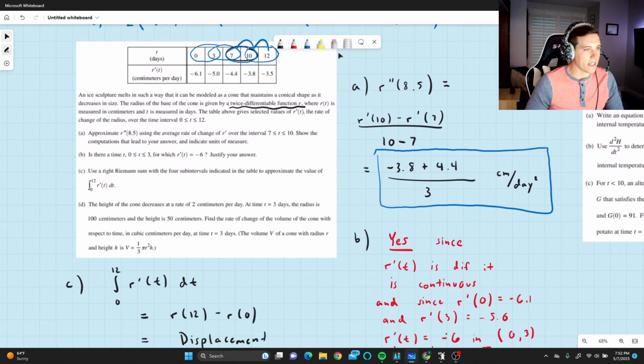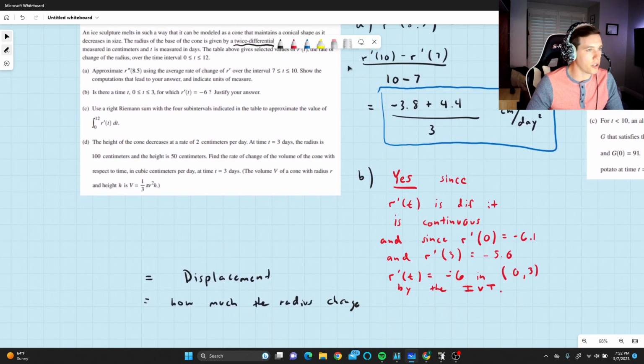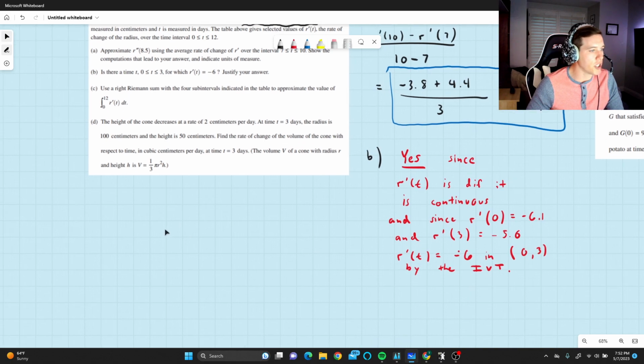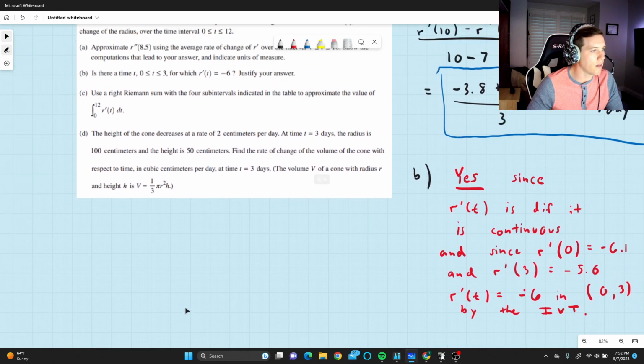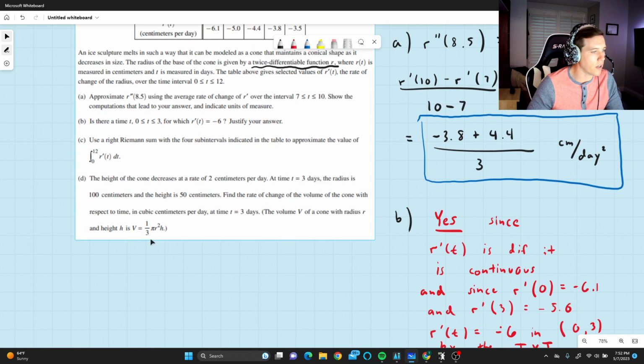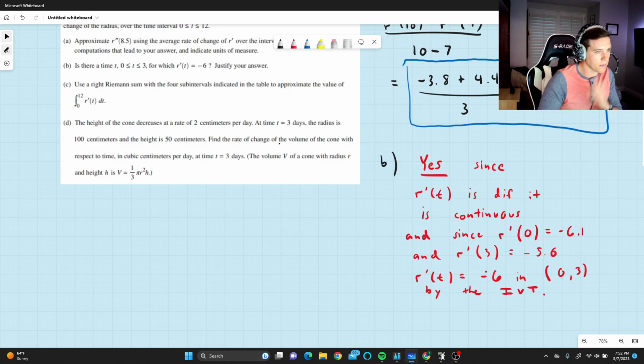All right, and lastly, this is the related rates part. I'll come do it down here. So finally, the related rates portion, which yes, you'll see related rates somewhere. Anytime you have something changing as time changes, you're going to deal with related rates. So the height, do they give you the volume of a cone here? Oh, they do. Very nice. I think they have to.